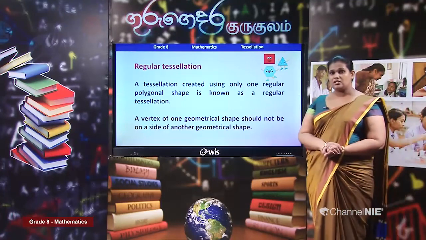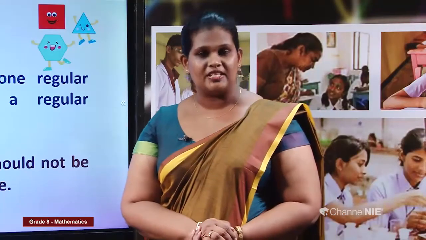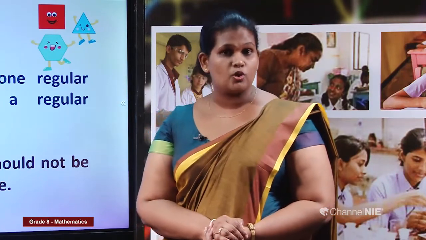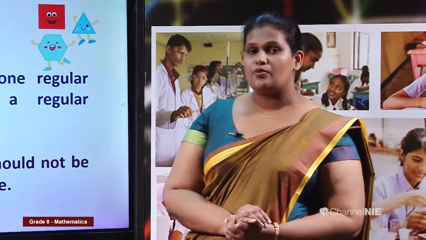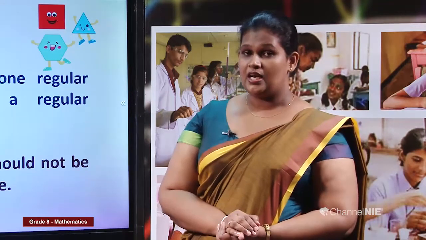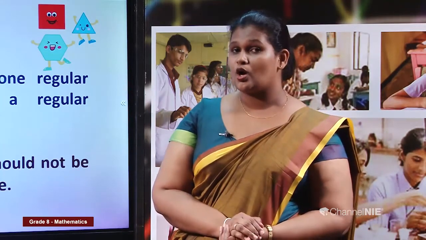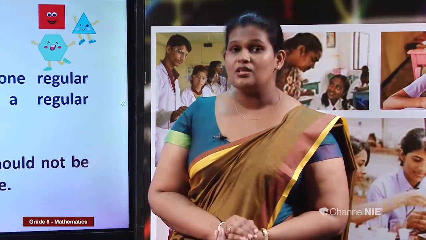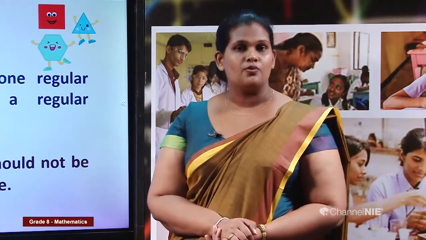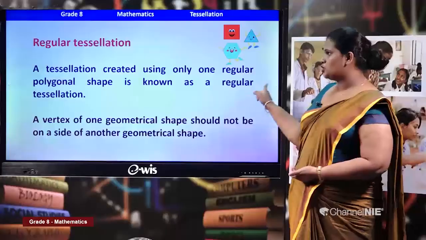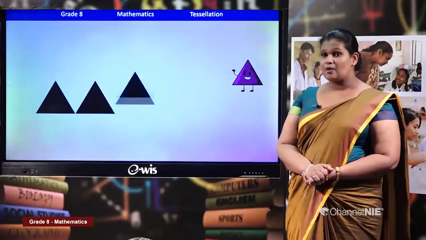Previously, we have learnt about regular polygons. So, here as I have told you, in regular tessellations, we are going to use only regular polygons. The most important thing is we are going to use only one regular polygon throughout the tessellation in regular tessellations. So, we will move on to some examples.